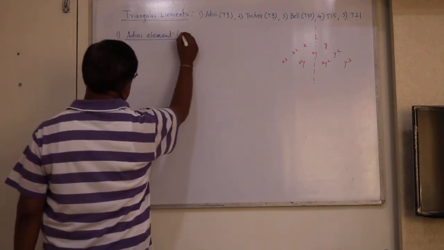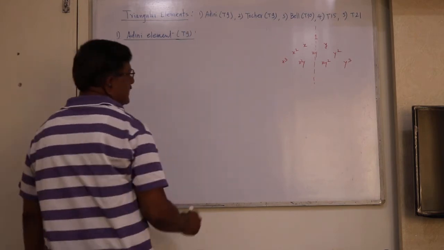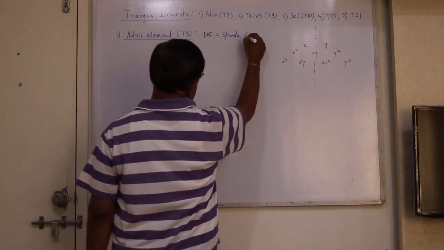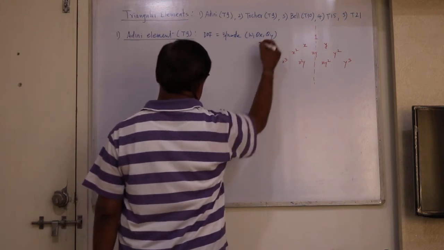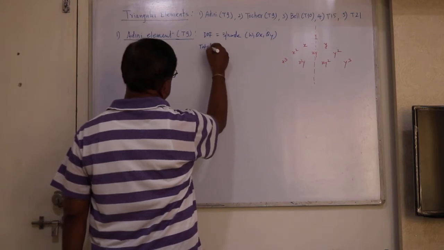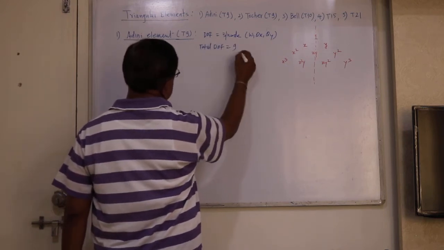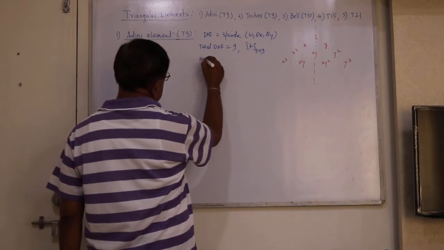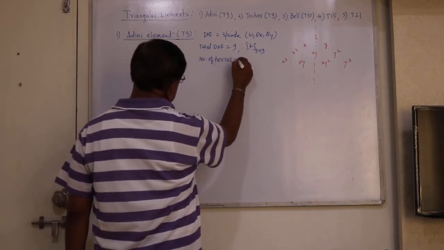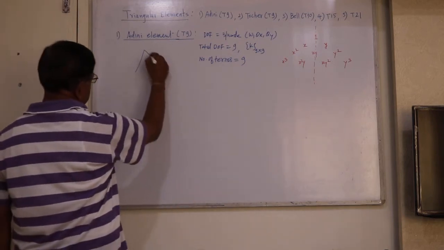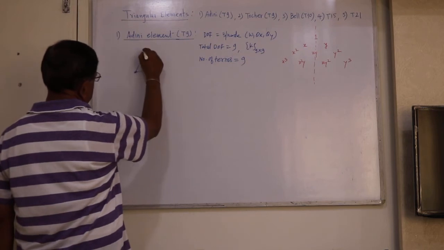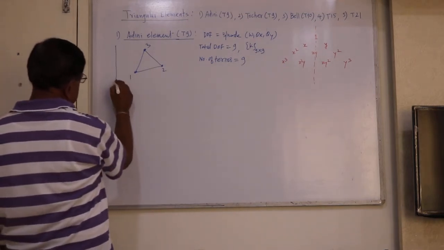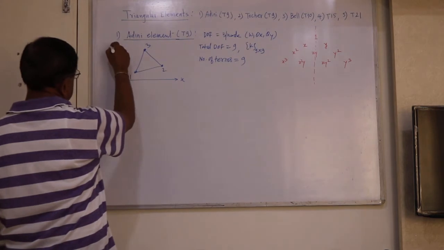Adini element. It consists of nine terms, meaning degrees of freedom equal to 3 per node, the standard ones: W, theta x, theta y. So the total degrees of freedom equal 9, and therefore the size of K is also 9 by 9, and the number of terms equal to 9. So this is a 3-noded triangular element, in the X, Y axis system.